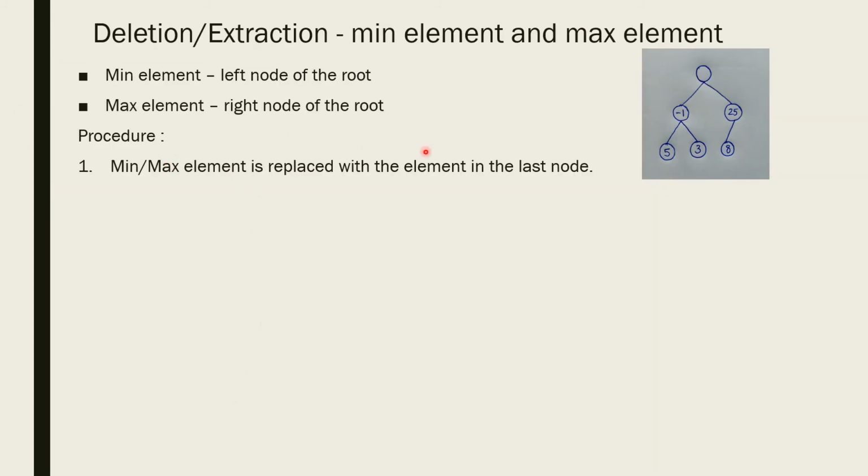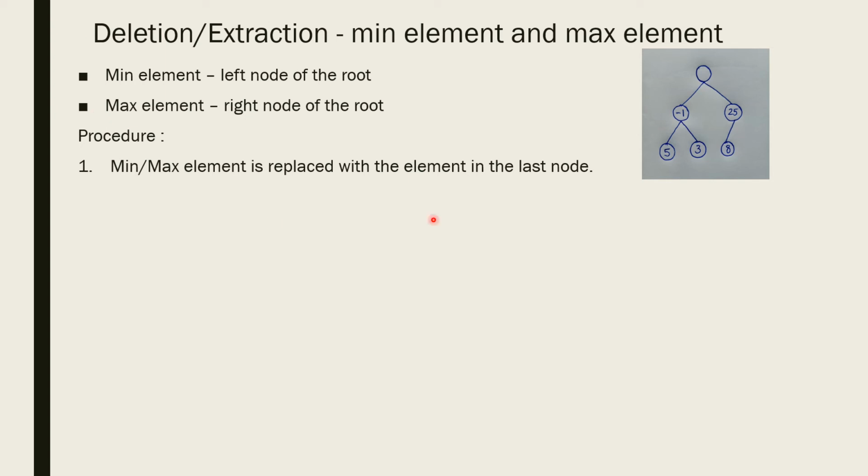Now coming to the deletion of the minimum element and the maximum element. In this figure, this is an example of a deap. This is a very small deap, only 5 elements are there. It's a deap because this is the left subtree and it is a min heap, and this is the right subtree and that is a max heap. So which is the minimum element in this deap? That is minus 1, and the maximum element is 25. The minimum element is present in the left node of the root, and its right node is the maximum element, 25.